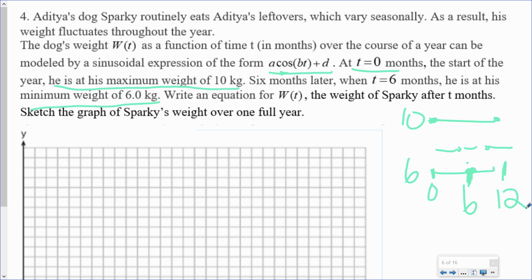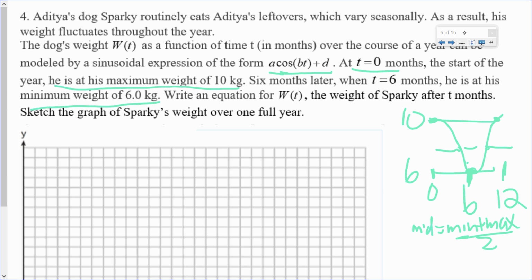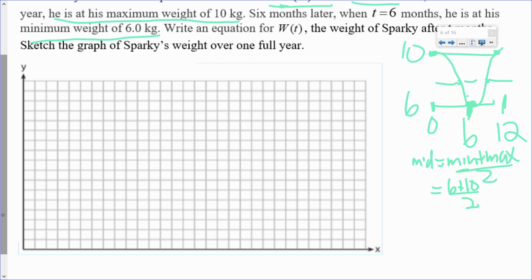So I got a lot of information. I need the midline. My mid, again, is min plus max over 2, which is 6 plus 10 over 2, which is 16 over 2, which is 8.